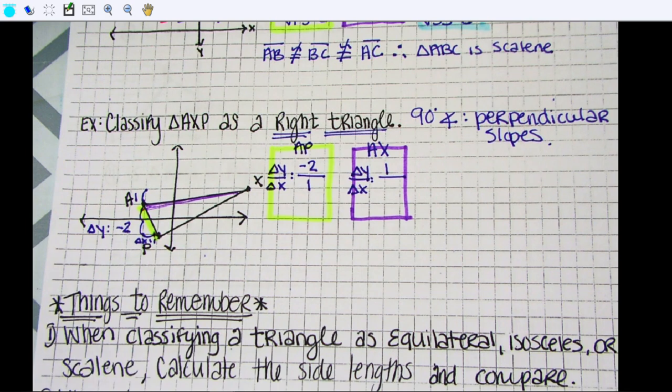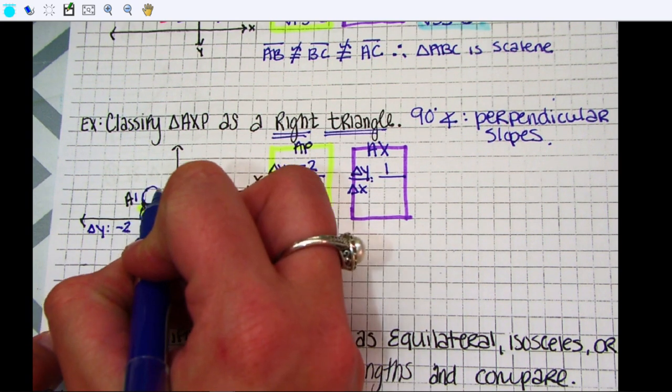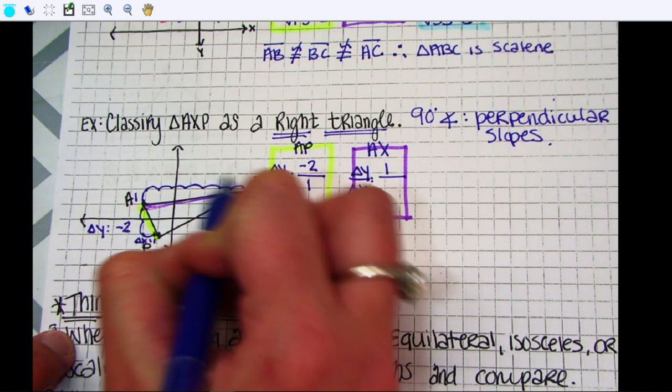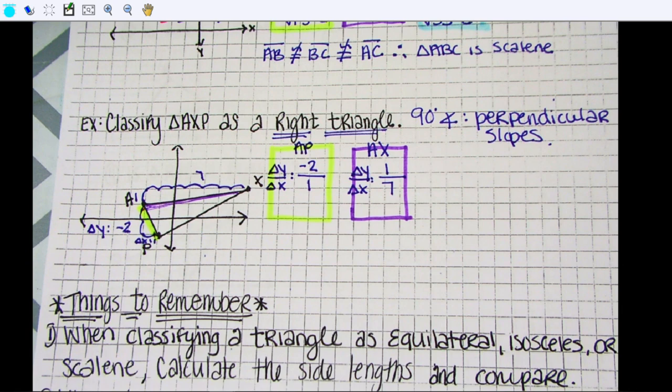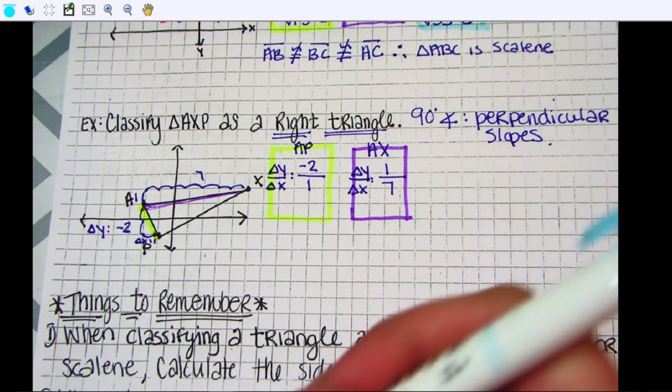What about in the x direction? 7. So 1, 2, 3, 4, 5, 6, 7. Positive or negative? Positive. So the slope of AX is 1 over 7. This is actually a lot faster than Pythagorean theorem because you don't have to square anything or add anything or square root. You're just counting. So our last length is XP or PX, however you want to name it. Same thing. So this is our last one.